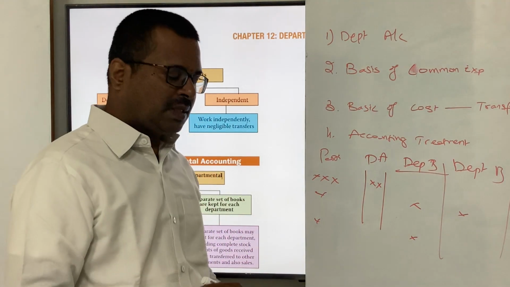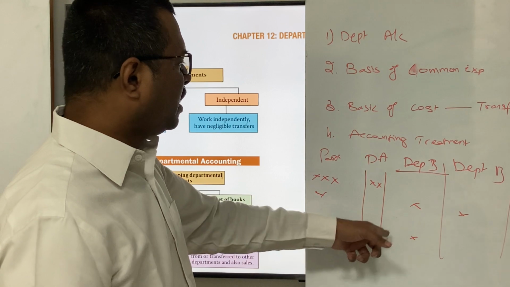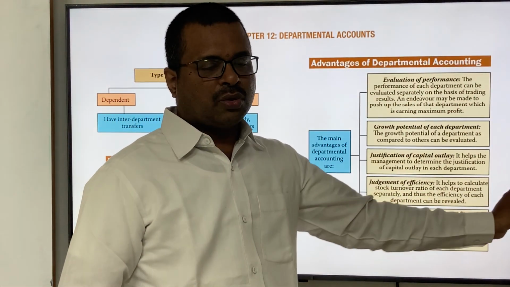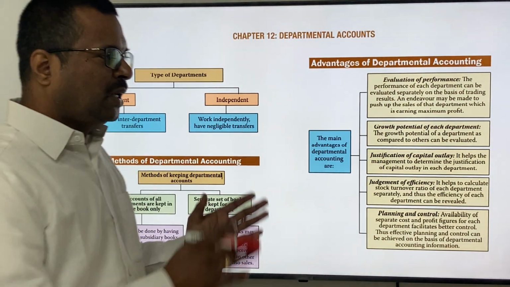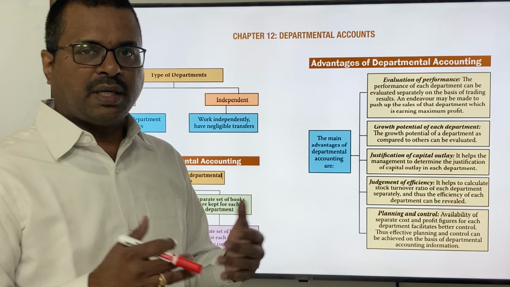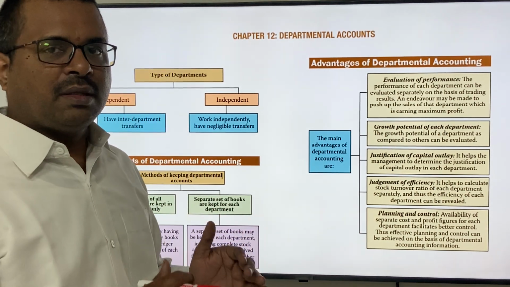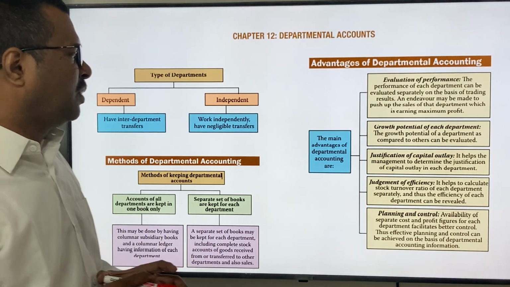Department wise, the expenses can be maintained on a columnar basis, whether it may be in the day book or in the ledgers. But in case of separate books of account, there will be a separate set of accounts for each department. They will maintain, in the normal course, their own purchases, sales, expenses, all these things. That is another method of accounting.